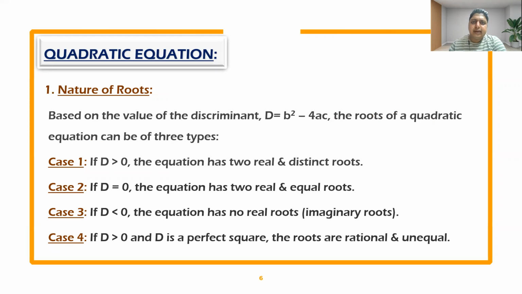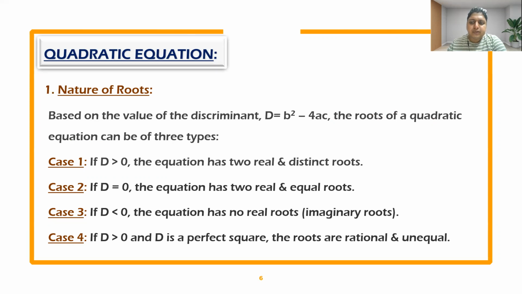Fourth case is D greater than 0 and D is a perfect square, that means roots are rational and unequal. Rational roots means they are in the form of fractions also, but that you have read in the number systems, that there are rational and irrational numbers. Rational numbers are in the form of fractions, and irrationals are in the form of root 3, root 4, root 5, root 7.